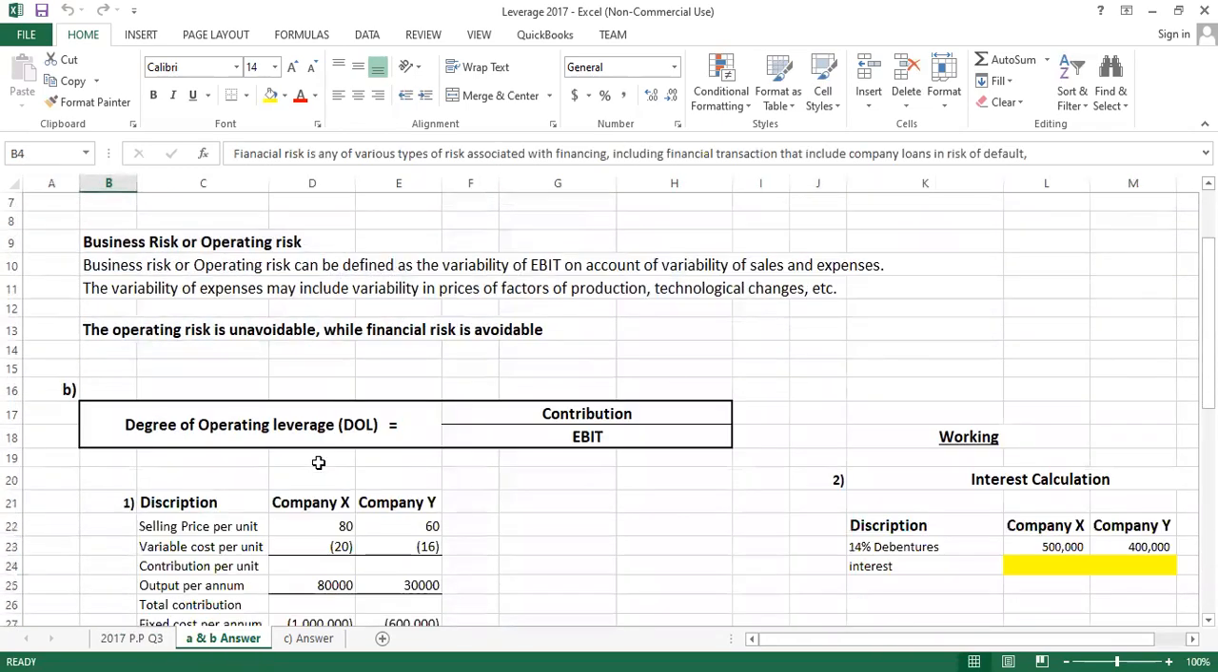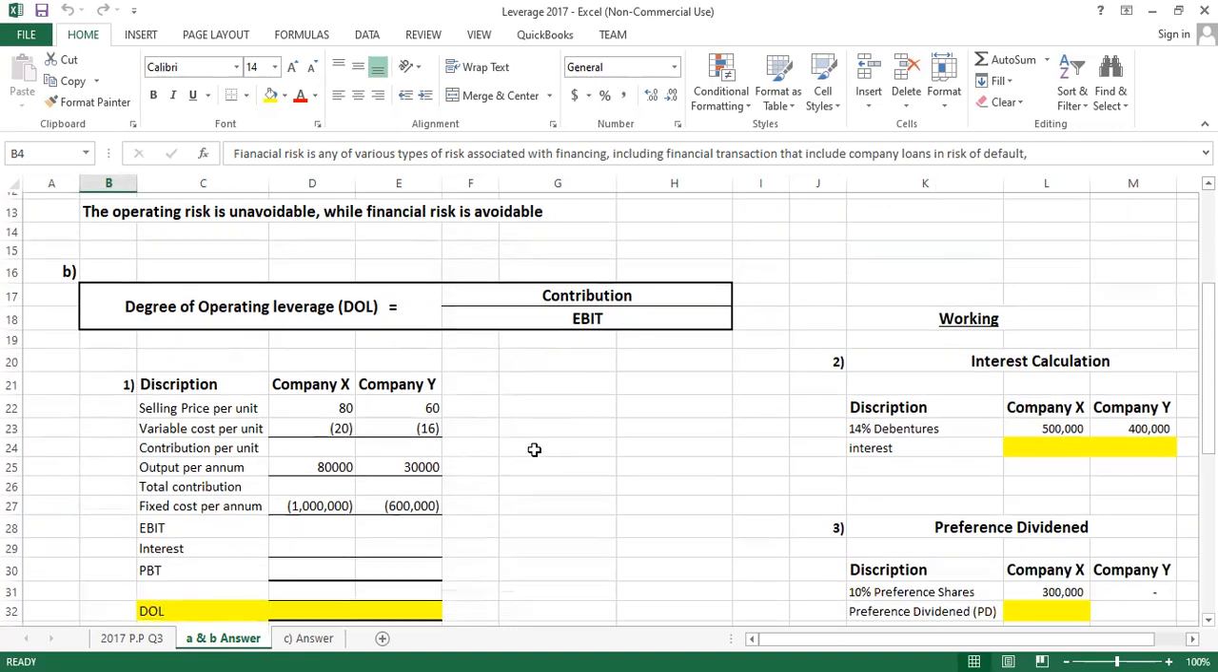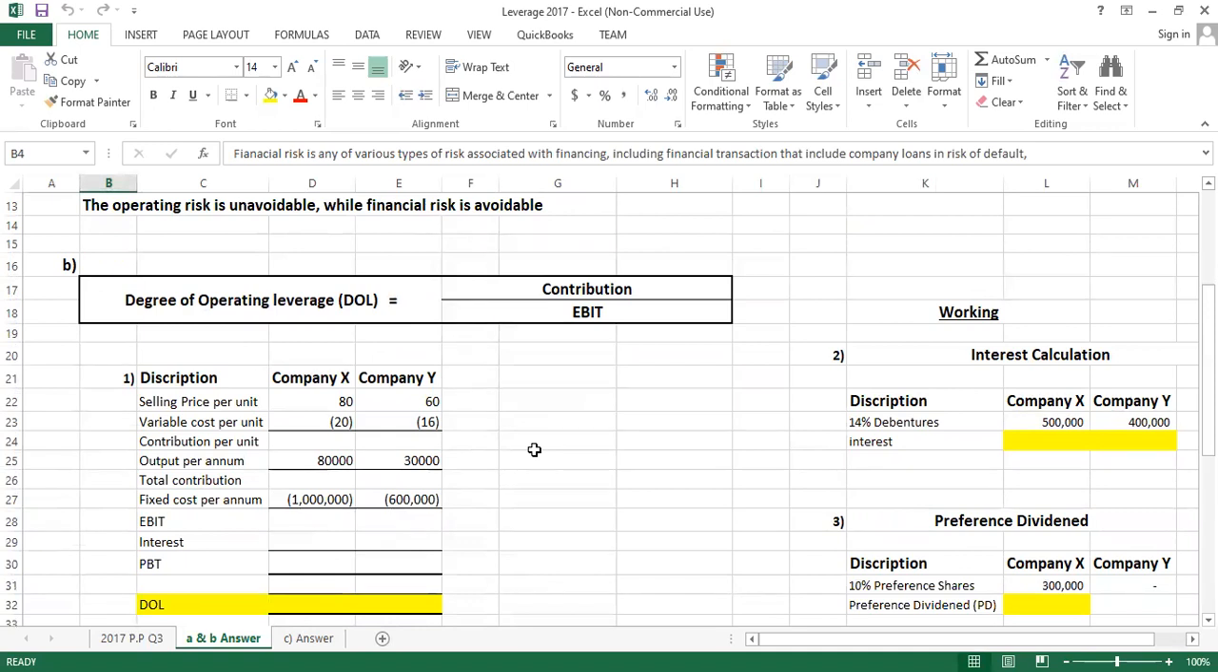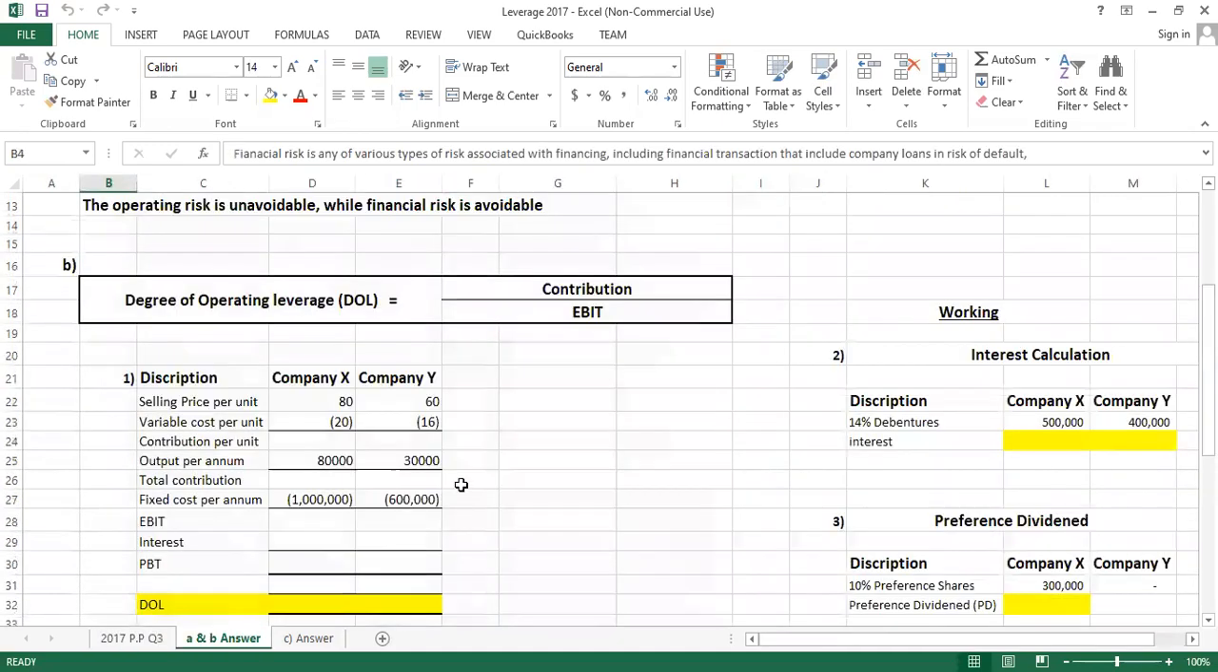First, we will calculate the operating leverage. This is the formula to calculate the operating leverage: operating leverage equals contribution divided by earnings before interest and tax. We know how to calculate the contribution: contribution equals sales minus variable cost. In this question, they gave the selling price per unit and variable cost per unit, so we can calculate the contribution per unit.